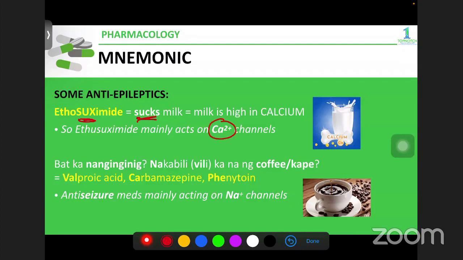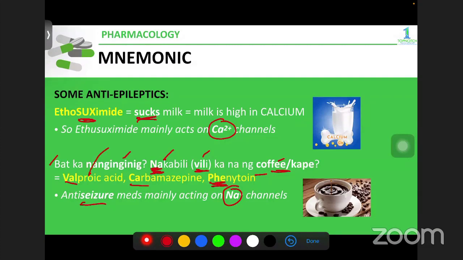How about carbamazepine and phenytoin? So these, I think, are the anti-seizure meds acting on sodium channels, the three of them. If you want a crazy corny mnemonic: "Bakit ka nanginginig?" Seizures, naka-bili ng coffee. So your sodium channels: valproate, your carbamazepine, and your phenytoin. Okay? Or just remember the three.